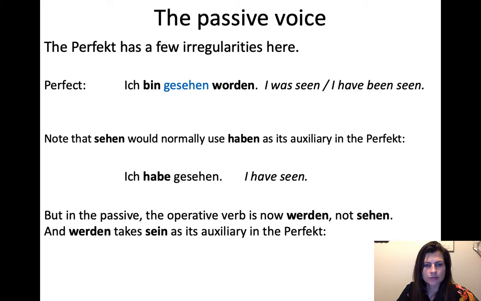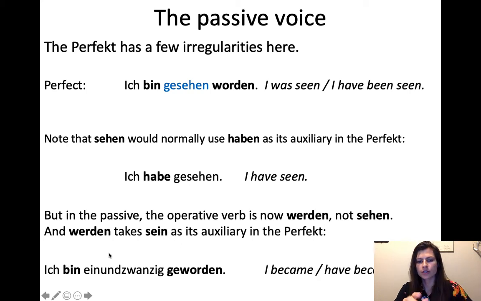But in the passive, this helping verb doesn't really matter anymore. Werden is now our helping verb, not sehen. And werden doesn't take haben in the perfect. It takes sein in the perfect. So we'll just look at a normal sentence in the perfect that uses werden as its main verb. You would say, ich bin 21 geworden, which means I became 21 or I have become 21. So geworden is our past participle for werden, and it's ich bin geworden, I am become.